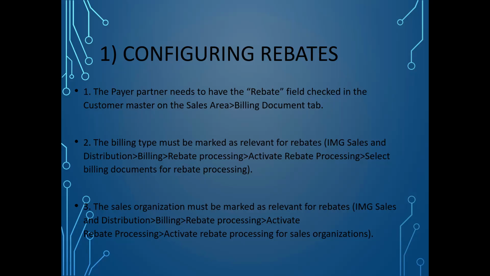And next one is that the billing type must be marked as relevant for rebates. And third one is that the sales organization must be marked as well. Assume that you are a multinational company with different companies, like crude oil. For certain areas you don't require rebates to boost sales if the product is in demand. In certain cases the sales organization itself doesn't require it, as it is directly selling to government customers or some other kind of customers. So it depends on the product.